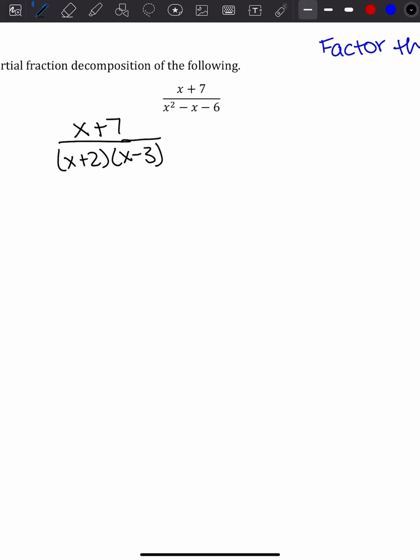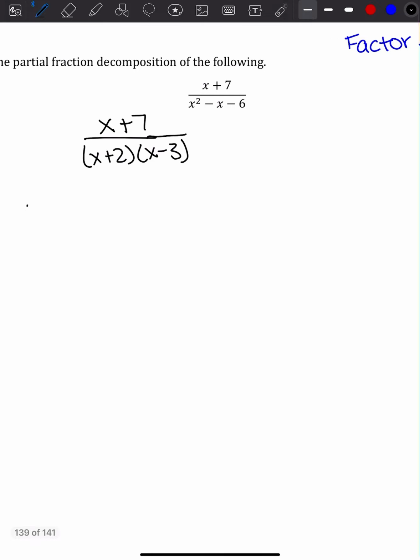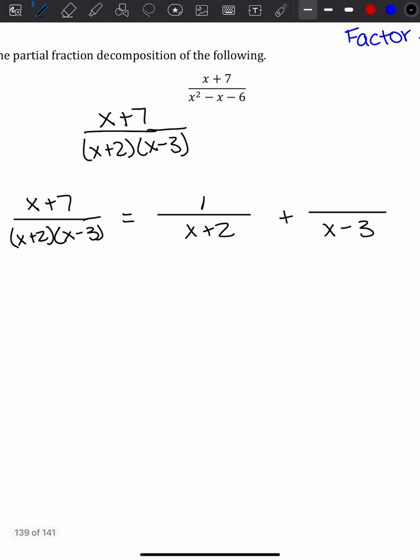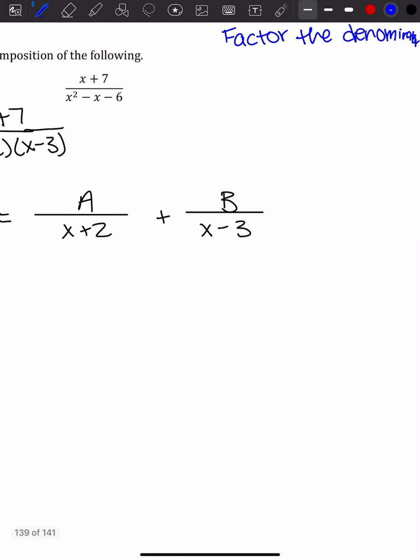We can go ahead and set up our equation. So we have x plus 7 over those factors, x plus 2, x minus 3, equals. We want to set up our fractions so that one of them is going to be x plus 2 and the other one is going to be x minus 3. What we don't know is what goes in the top, so we need to put a variable there. So we factored the denominator, we set up our equation.